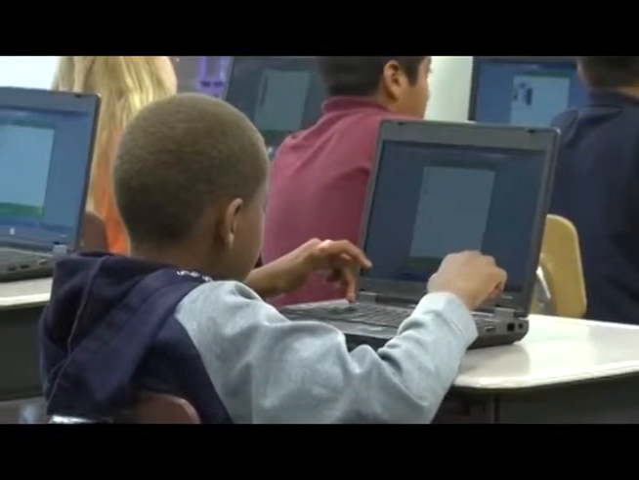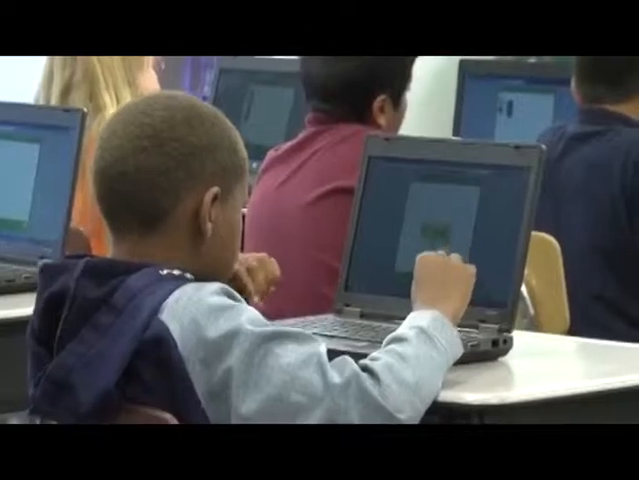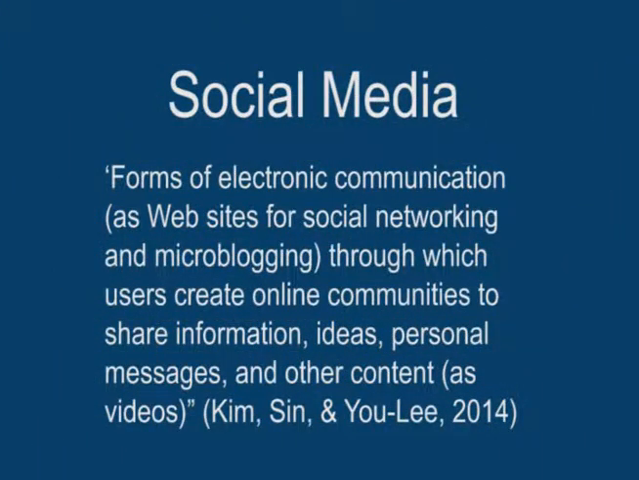But before we go further into this presentation, it's important to understand our definition of social media. Social media are defined as forms of electronic communication, such as websites for social networking and microblogging, through which users create online communities to share information, ideas, personal messages, and other content such as videos. It includes sites such as YouTube, Facebook, and Twitter.